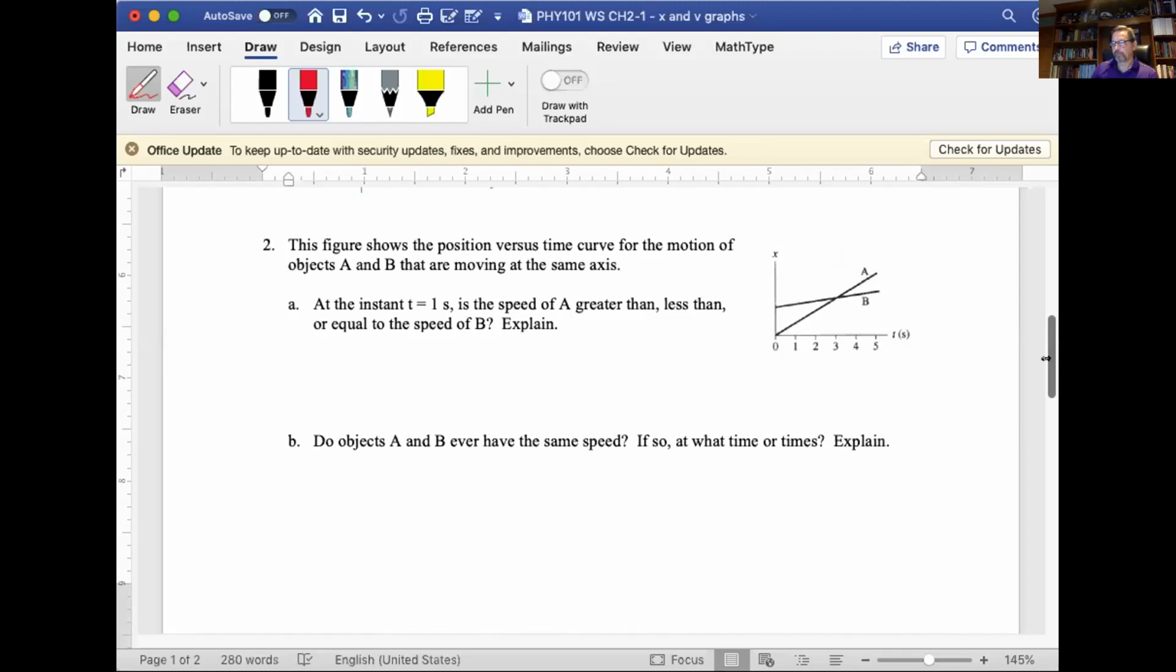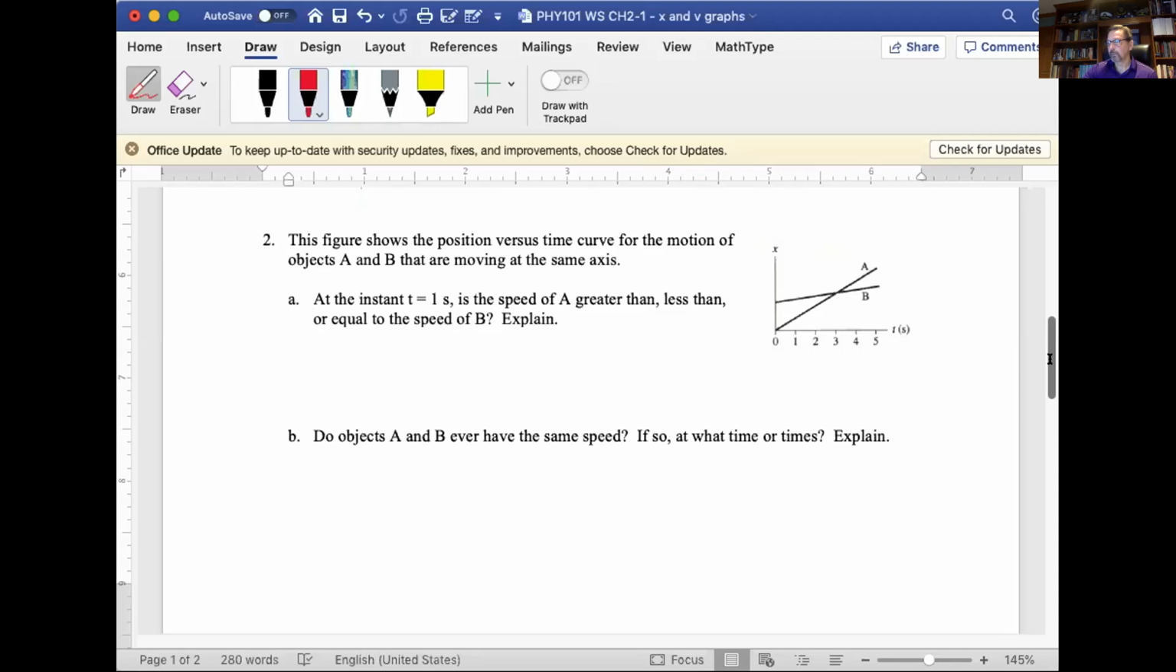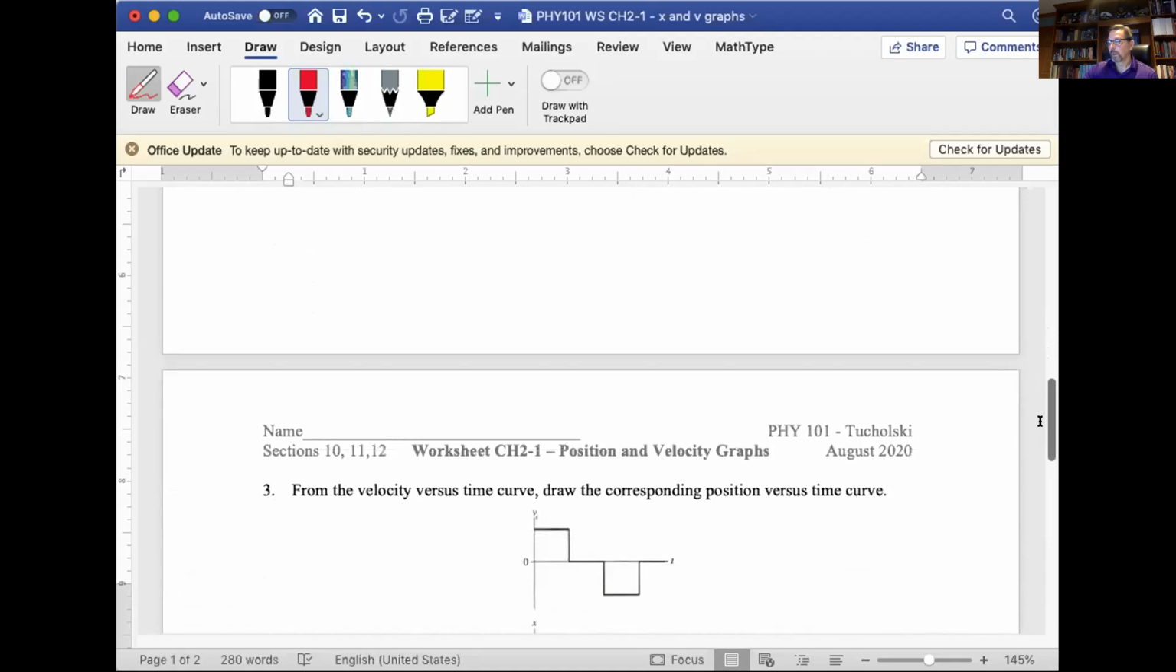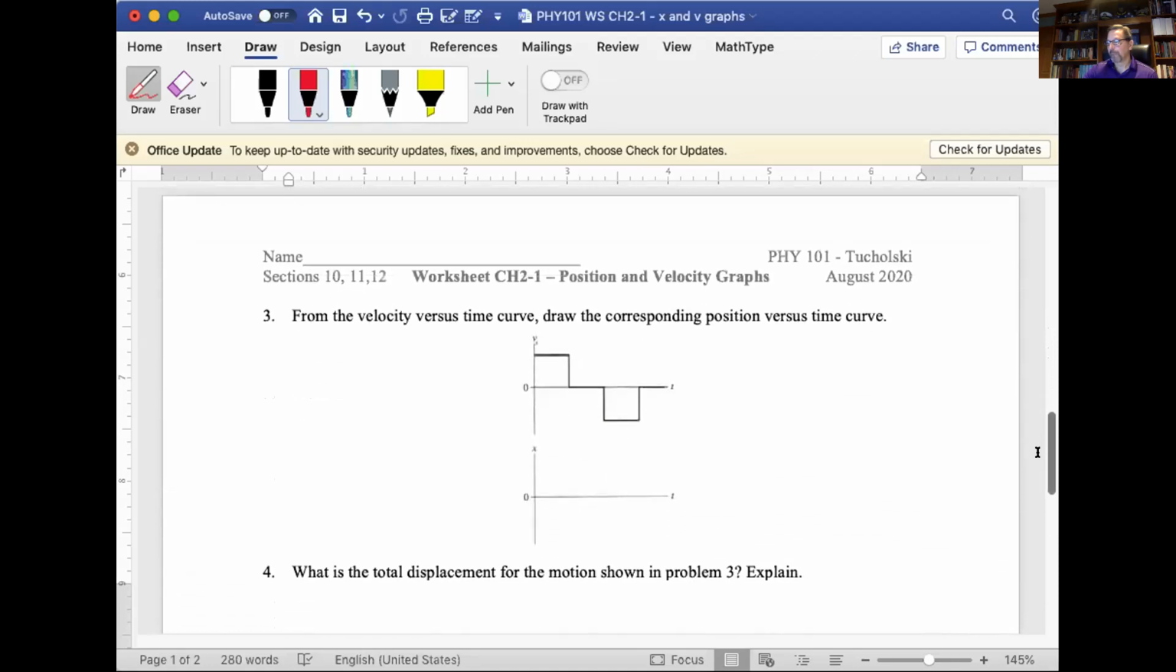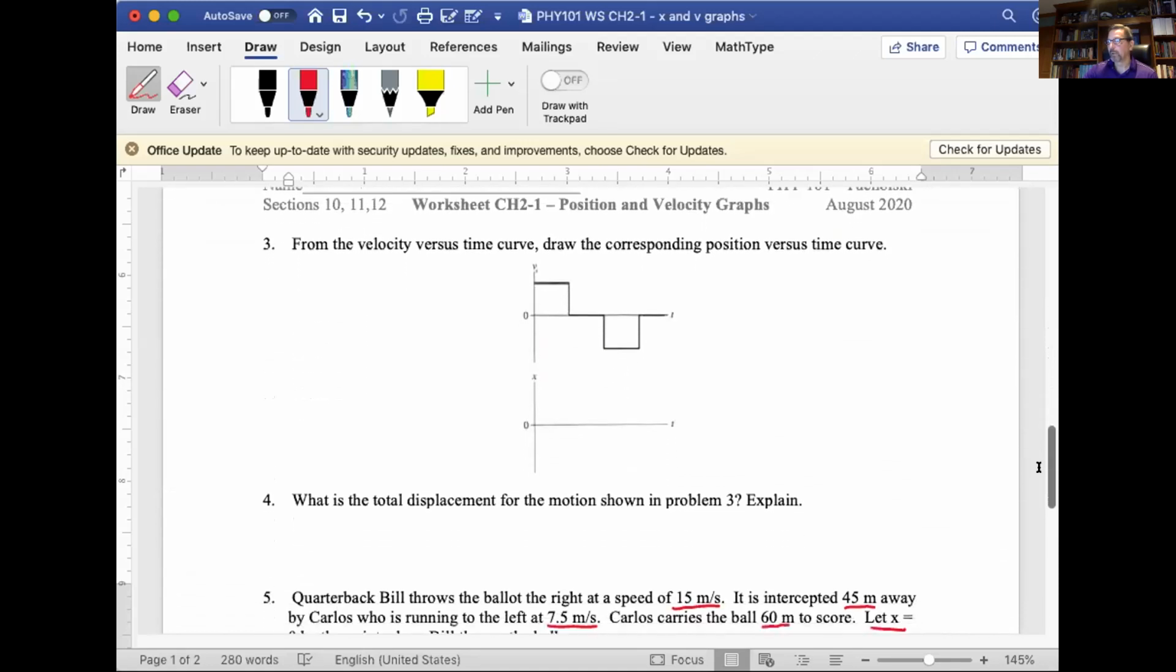And then the next question, do the objects ever have the same speed? If so, when? If not, say they don't. All right, give you a second to think about that. And we'll move on to the last two, really, I guess.